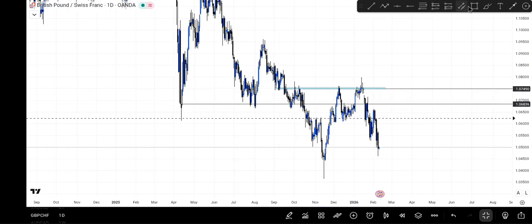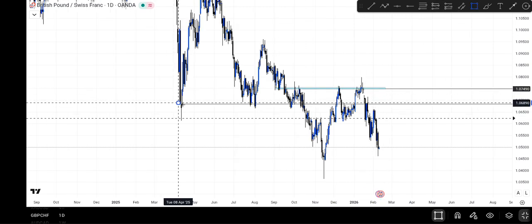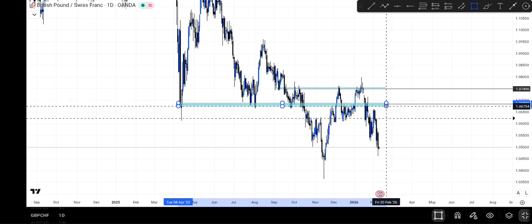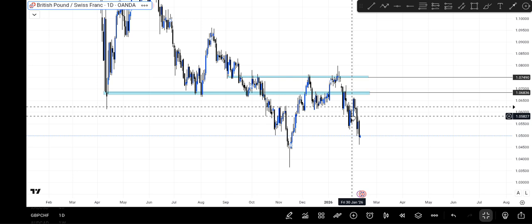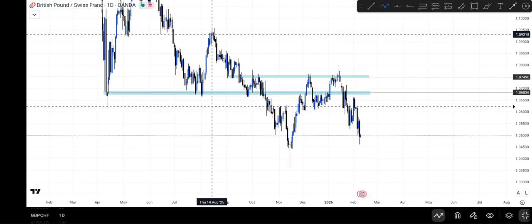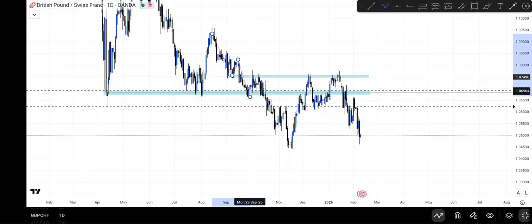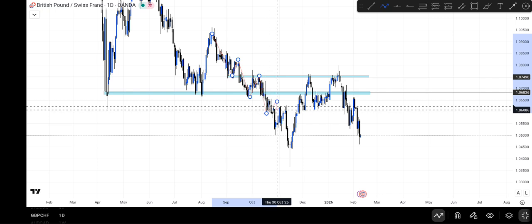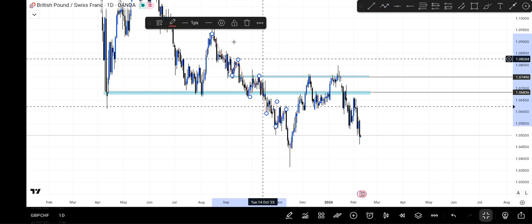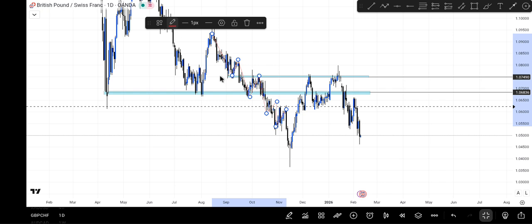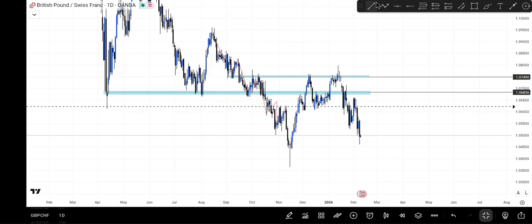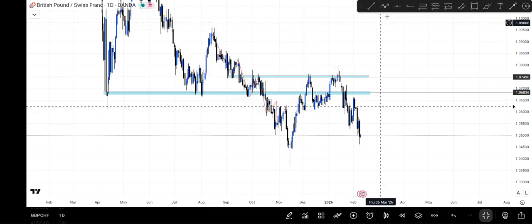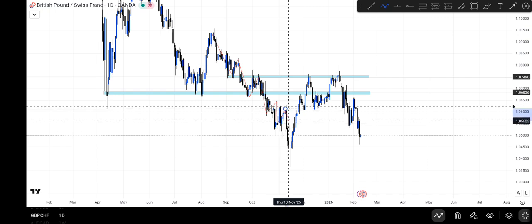And also this is another level we'll mark out again. These are the 2 zones we'll mark out. And we can see the market making lower low, lower high, lower low, lower high, lower low, lower high. So we can clearly see that there has been clearly more selling pressure in the market.